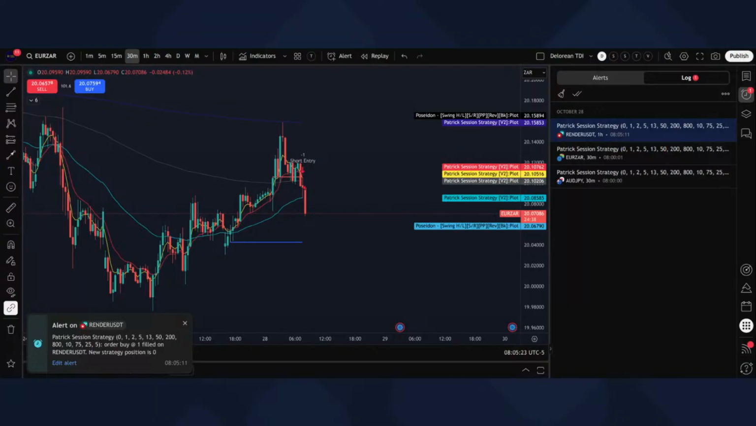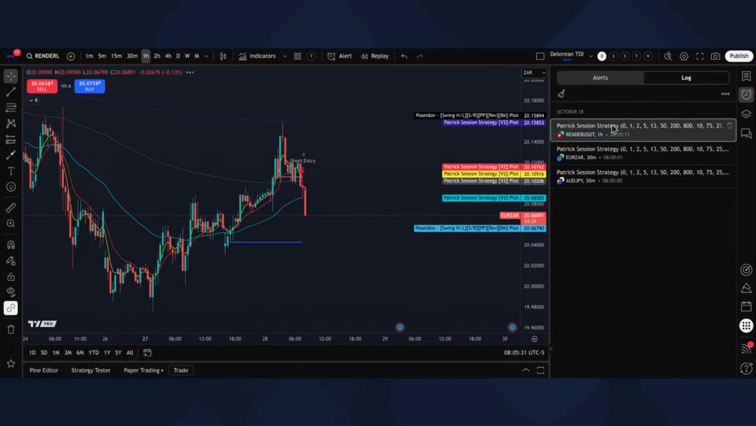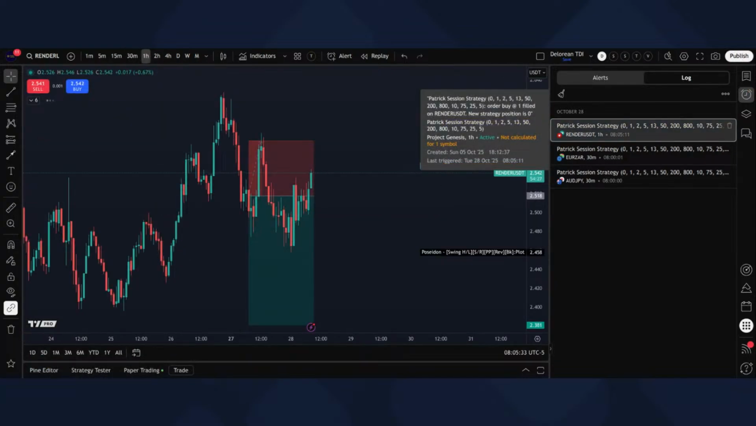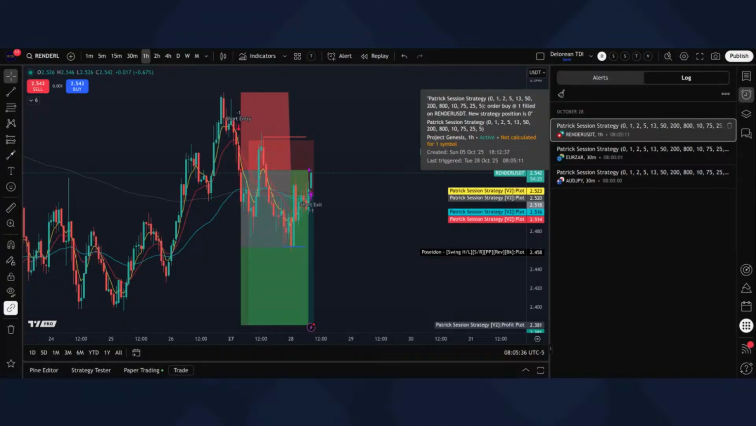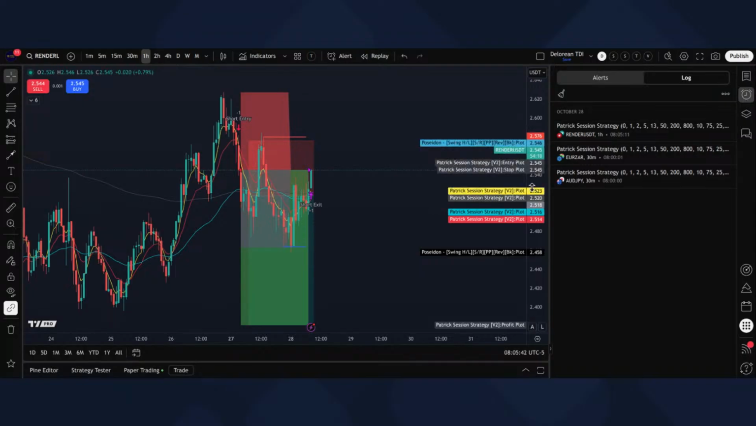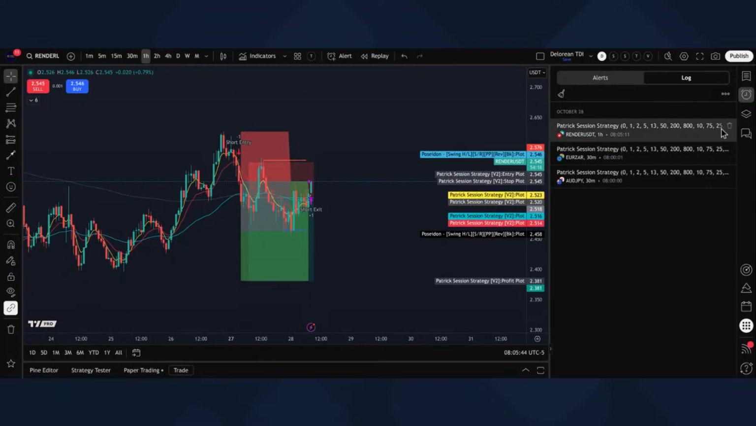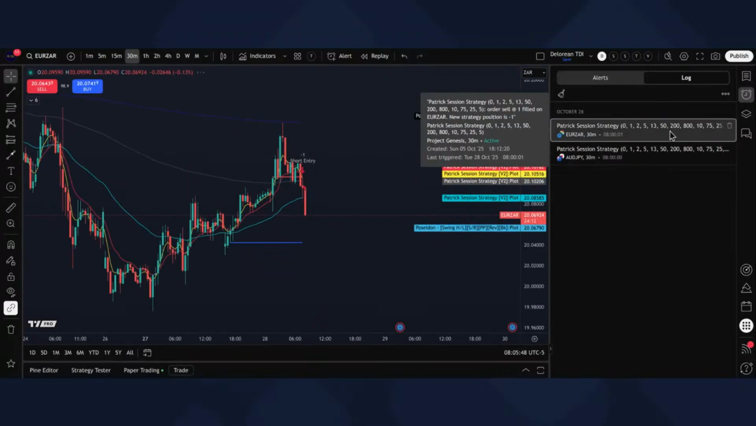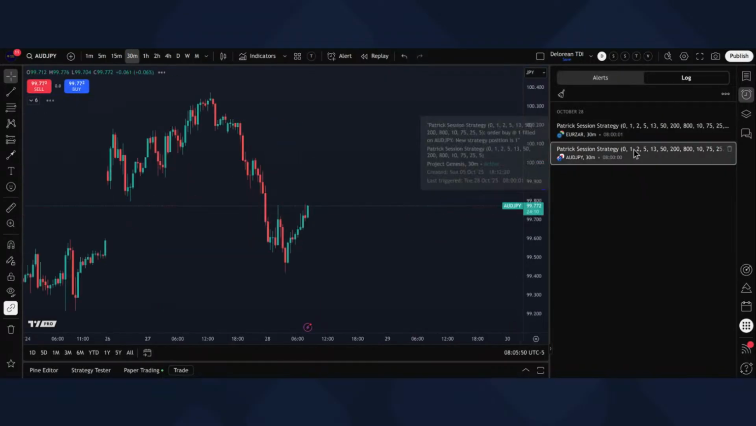Let's see, another ding. What is that? Render versus Tether. Okay. Not an issue, considering where we entered.